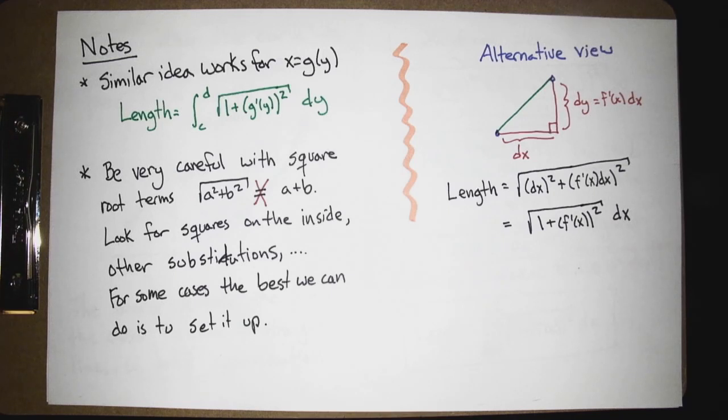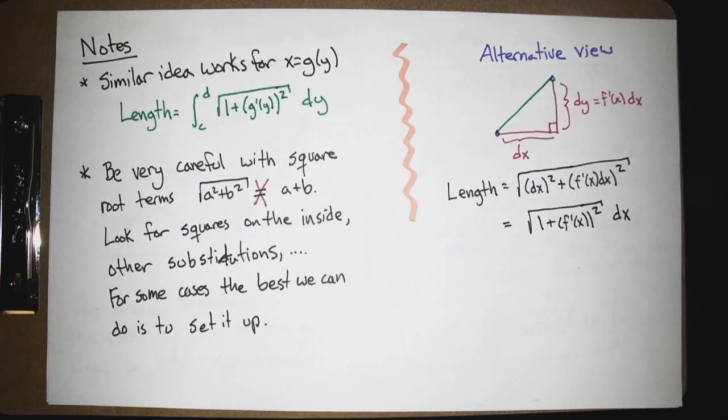So be careful. Usually when you see square roots, it means that there's more work to be done. So what's the work? Look for squares on the inside. Look for good substitutions to make. And sometimes the only thing we can do is set it up. So keep in mind, a lot of times when we do applications, it's just like, well, set it up, but that's as good as you can do for now.